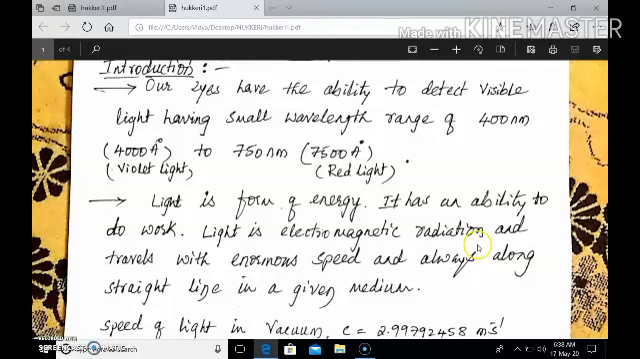Light is an electromagnetic radiation. It travels with an enormous speed and always along a straight line in a given medium. So these are the two important things about light. Namely, the first one is it travels with an enormous speed. Number two, it always travels along a straight line in a given medium.